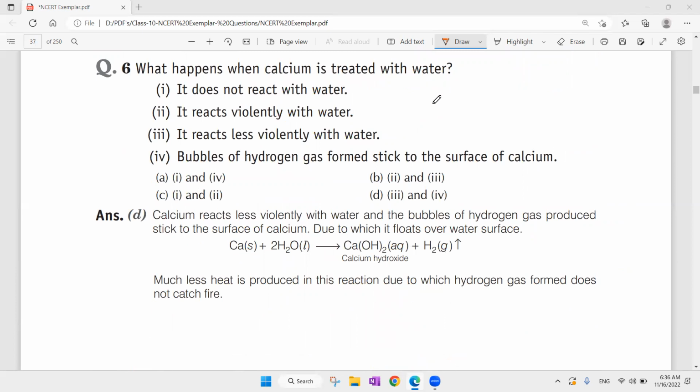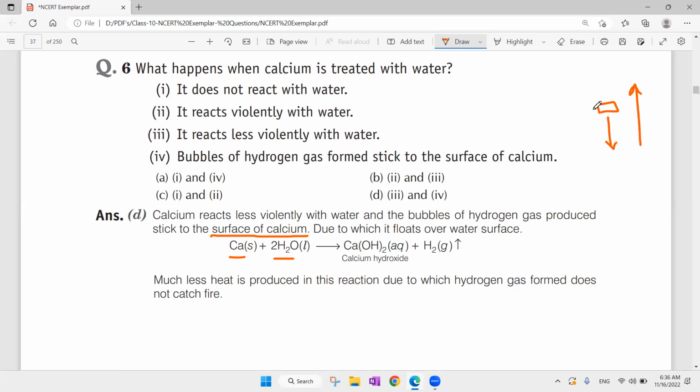Calcium Ca, if it is treated with water H2O, you are going to get metal hydroxide and hydrogen gas. So calcium hydroxide we are going to get. Now, calcium reacts less violently with water, and bubbles of hydrogen gas produced stick to the surface of calcium. I told one question: if you drop one magnesium piece into water, first it goes down, later on it floats up.